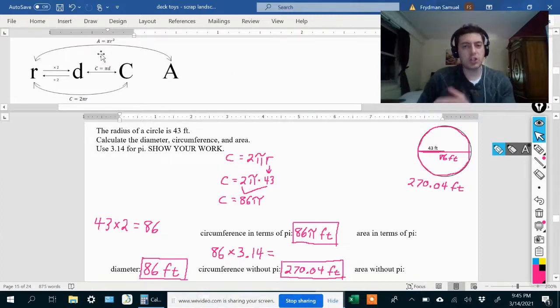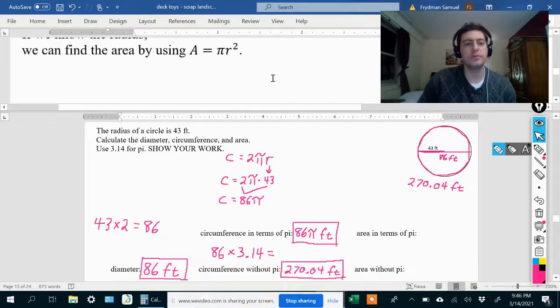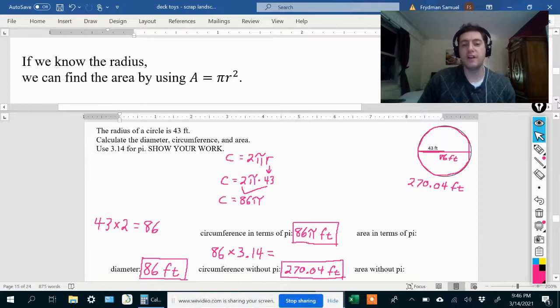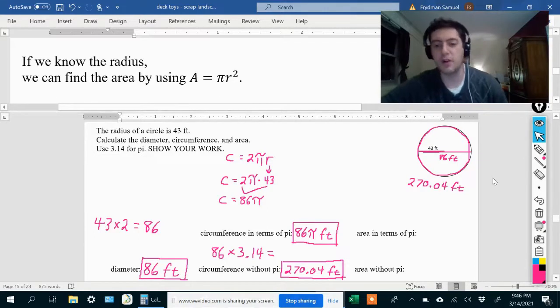And it should make sense to you why we would choose this equation to use rather than this equation or this equation, because we know the radius, we're trying to find the area. This equation over here has r in it for radius, and it also has A in it for area. So it makes sense for us to use this equation if we know the radius and we want to know the area. All right, so if we know the radius, we can find the area by using A equals pi r squared. Let's go ahead and do that.